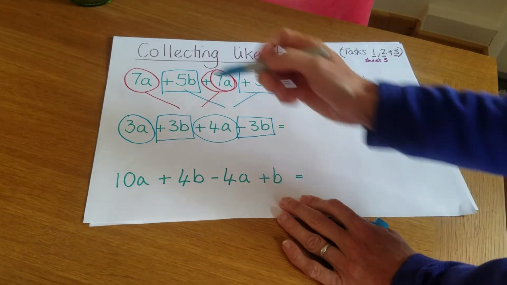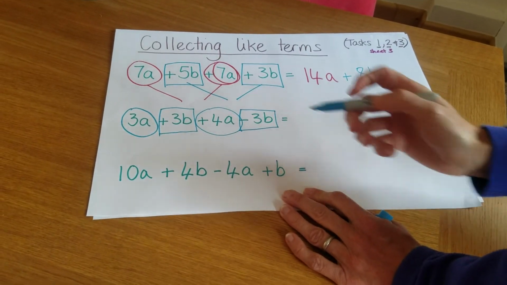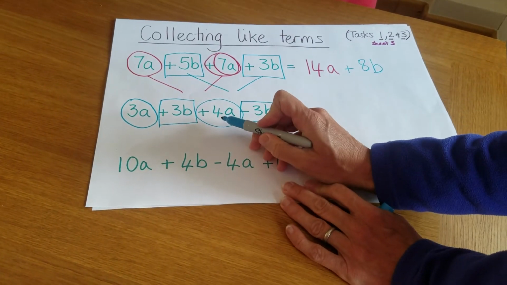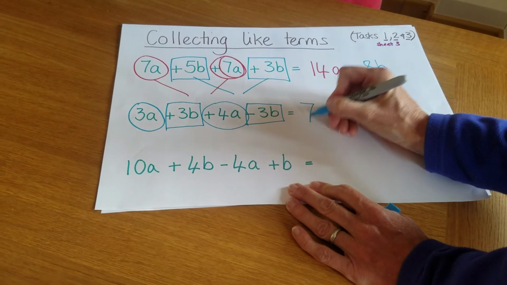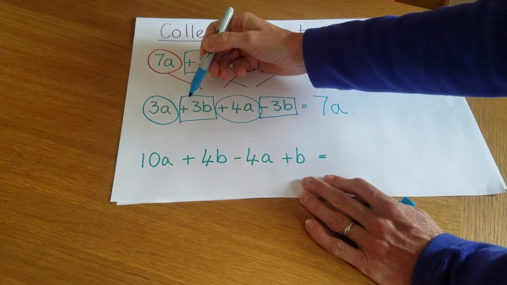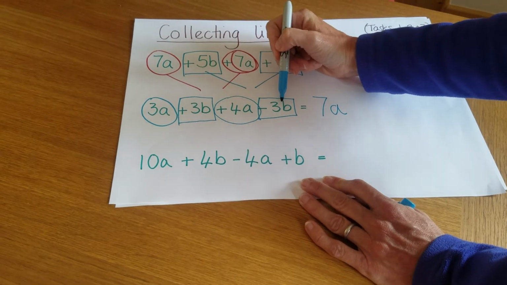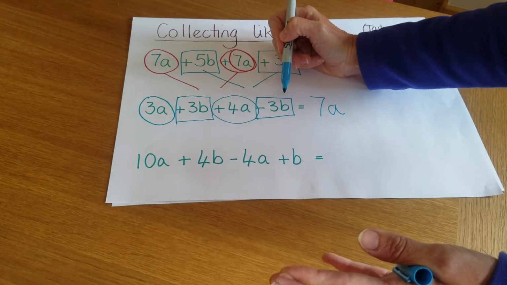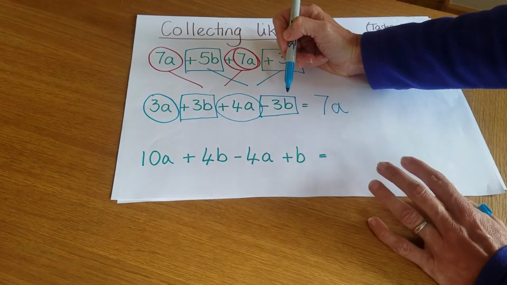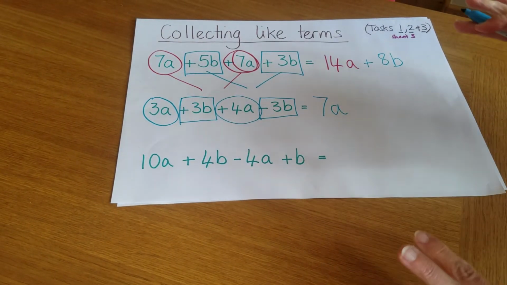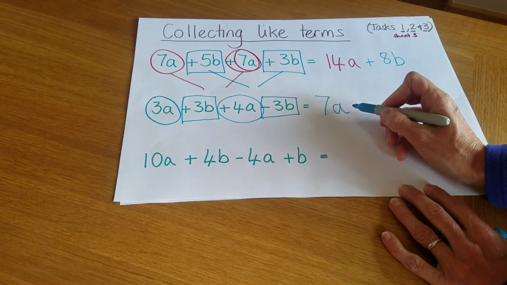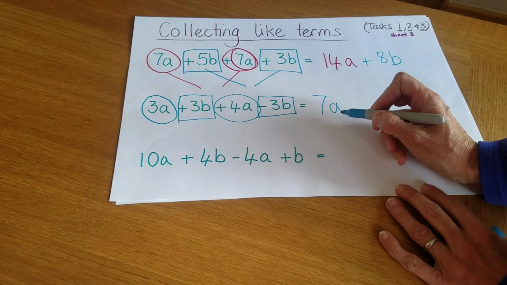And then let's take the circles, the a's first. So we've got 3a plus 4a is going to be 7a. And I've got 3b minus 3b. Well, 3 of something, take away 3 of something, leaves me with none. I've got no b's, so my final answer is going to be 7a.